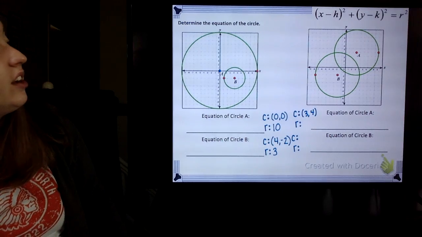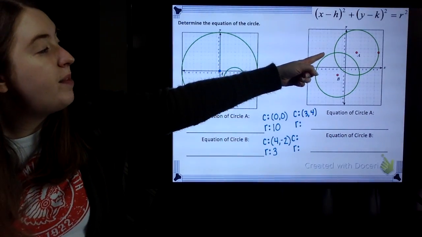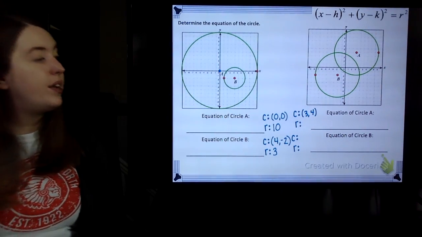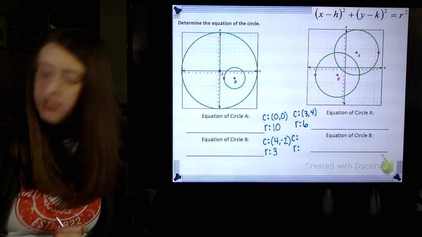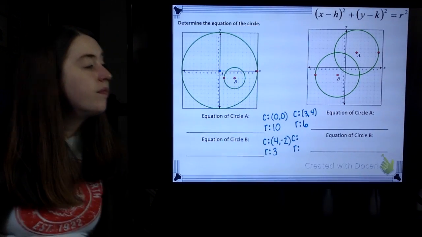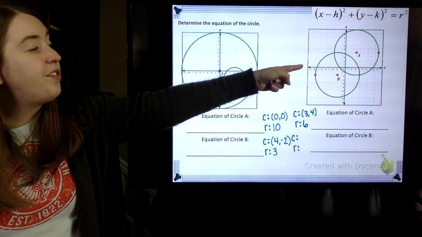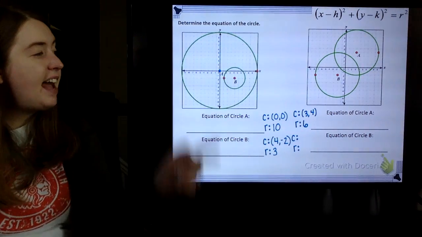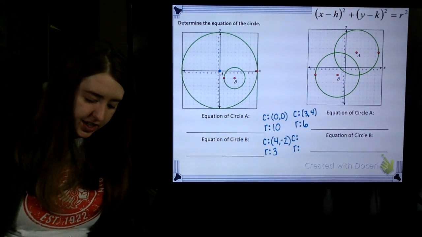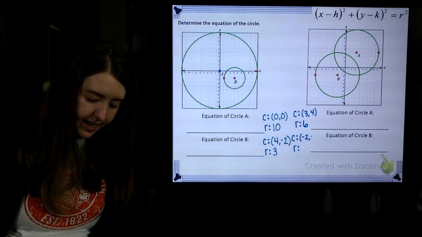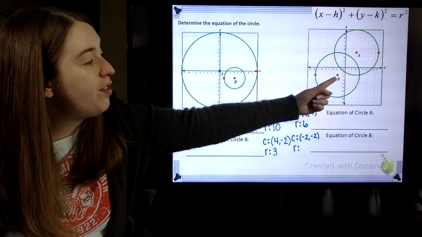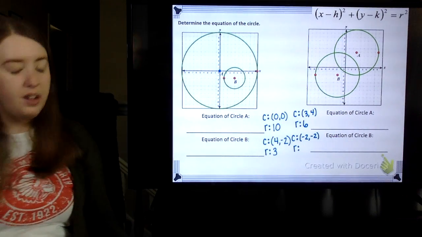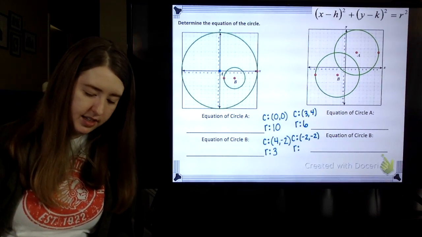And then let's see, our radius from A out to that point over there is going to be 6 units for that radius. Our center over here for B, we went left 2 and down 2, so that means my center is at -2, -2. And if we count all the way over from B out to here, my radius is also 6.